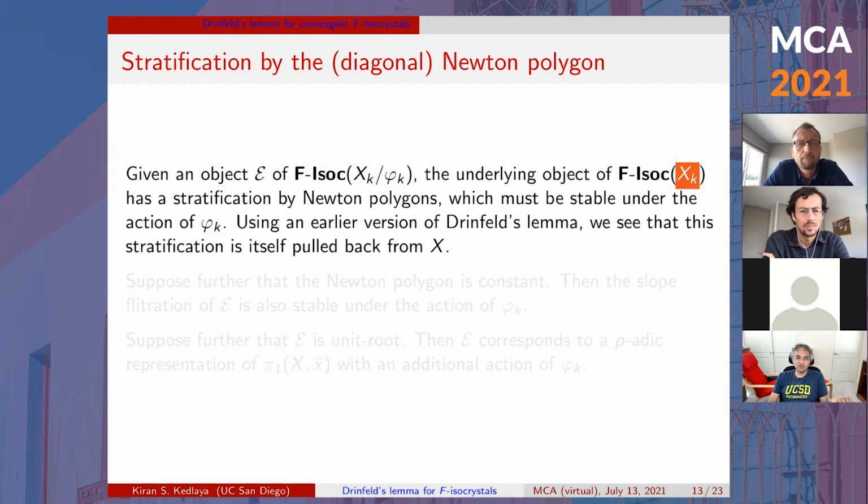Using one of the earlier versions of Drinfeld's lemma, that tells me that the stratification is actually pulled back from X. Okay, Ron. Was there, okay, I thought I heard a question. Yes, so that's a pretty strong statement. That's saying that if I take a general object of this category, the stratification will be by random locally closed subschemes of X_k. Here I'm saying when I take one of these objects, those locally closed subschemes are actually defined over F_p.